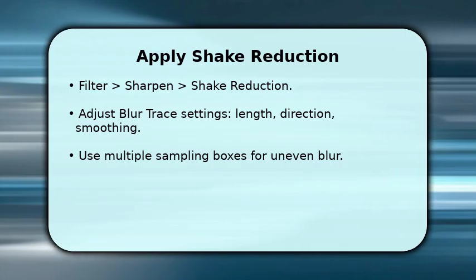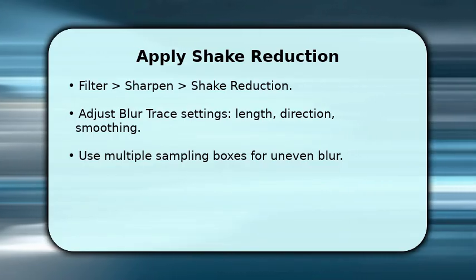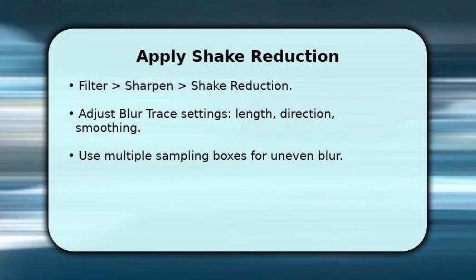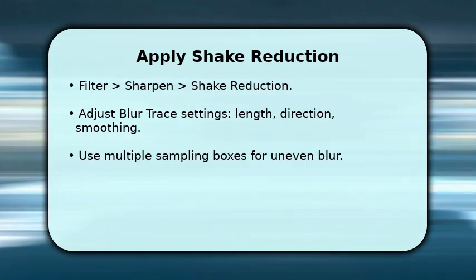If the result is off, set sampling boxes over the most blurred area and tweak the blur trace length and angle to match the motion path. This aligns the correction with how the blur occurred. Once done, increase smoothing slightly to reduce artifacts while watching fine detail recovery. Make sure to toggle preview to compare before and after, and repeat with different sample boxes if blur varies.